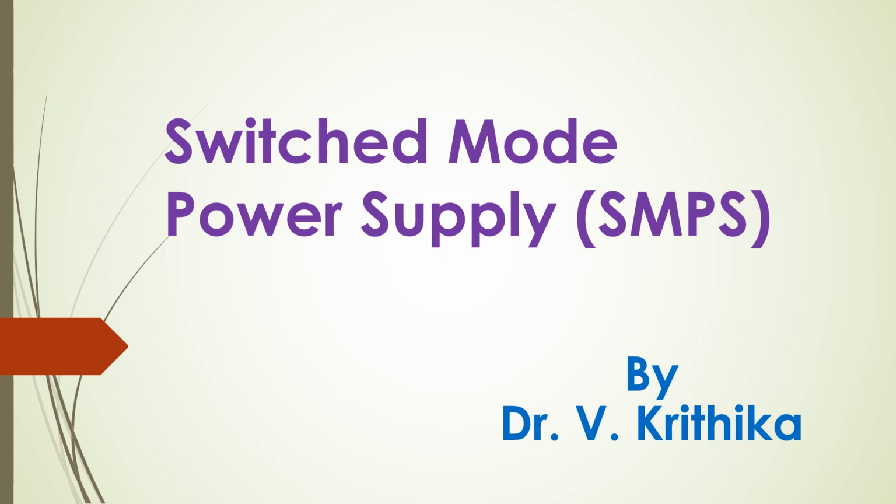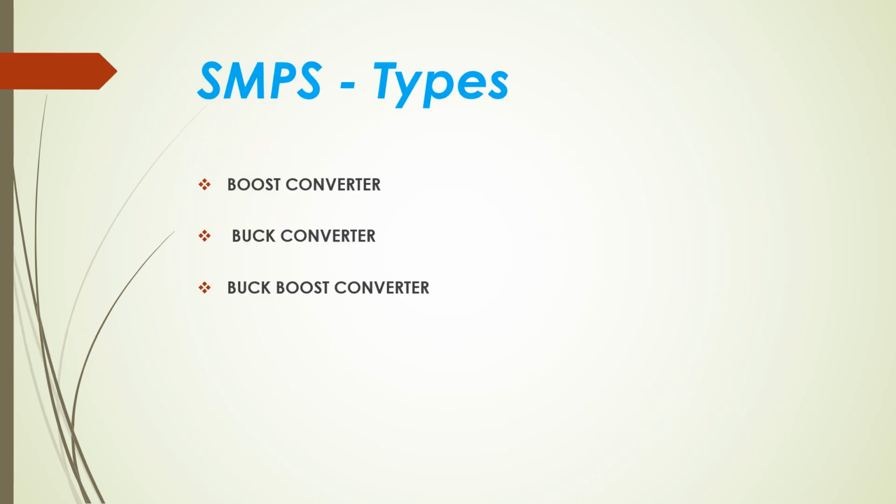Hi all. In this video, I am going to explain about switched mode power supply, which is commonly called as SMPS. Generally, we have three different types of SMPS: boost, buck, and buck boost converter. There are few other types also, flyback converters. We are going to see only these types. Generally, we call this as step up converter, step down converter, and step up, step down converter.